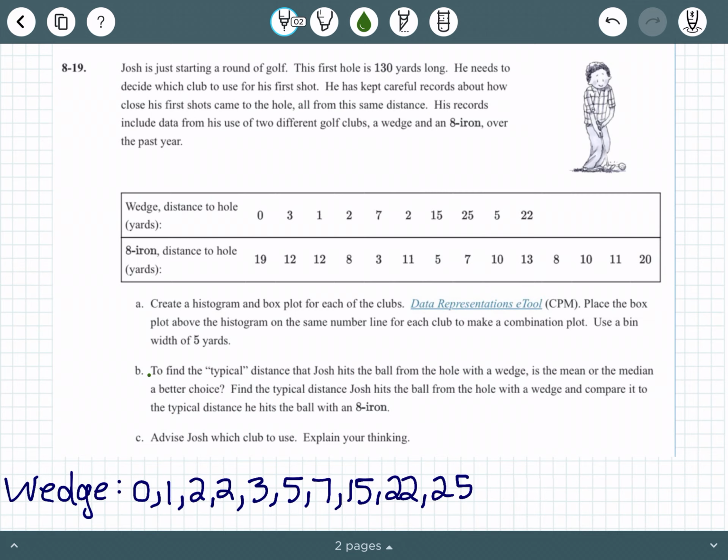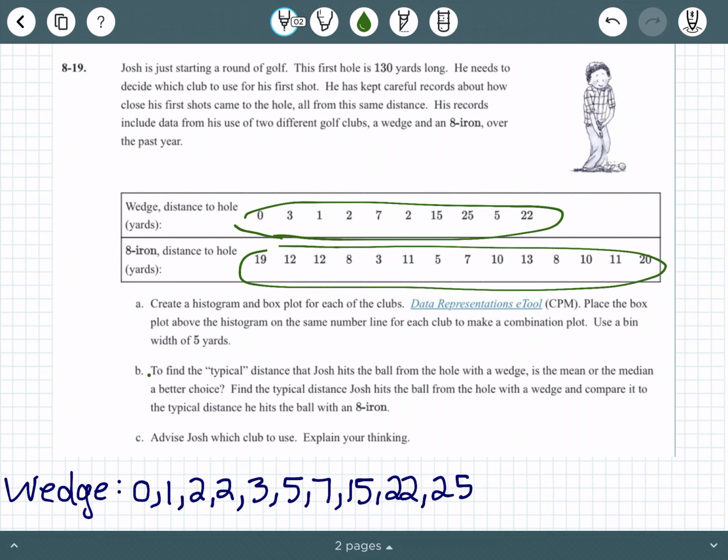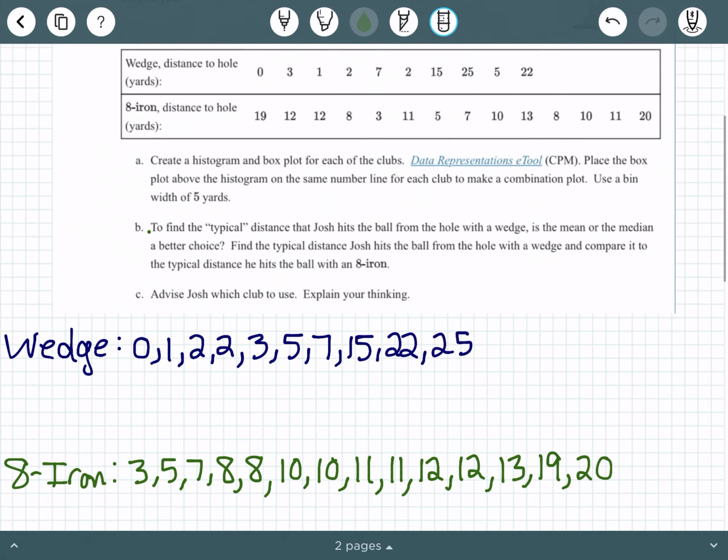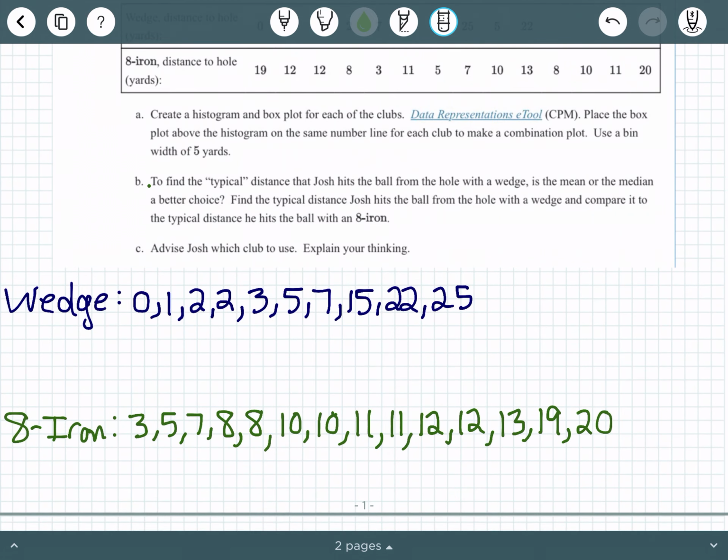So our first step should be taking these numbers and putting them in order from least to greatest. So we're going to do that separately for the wedge as well as the 8-iron. I've already done that. And you can see here, I'm going to color code anything having to do with the wedge in blue, and the 8-iron in green. So I've got my distances in order from least to greatest. That's our first step.